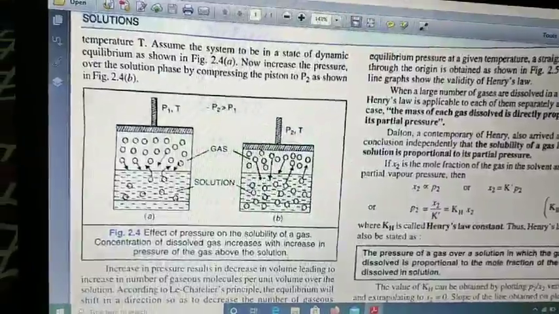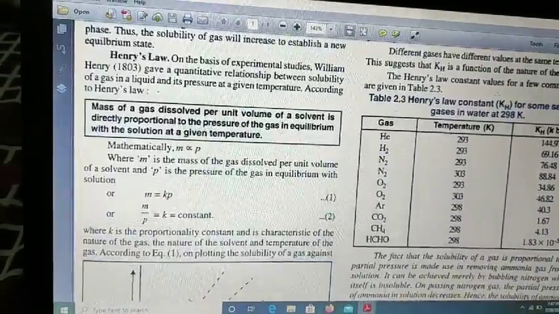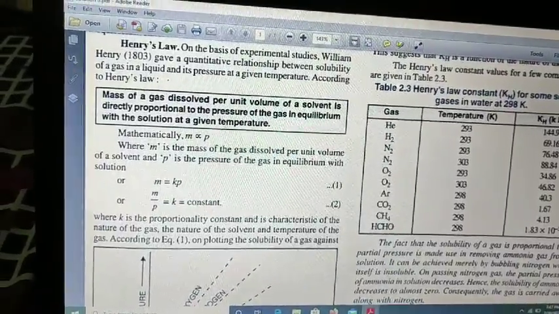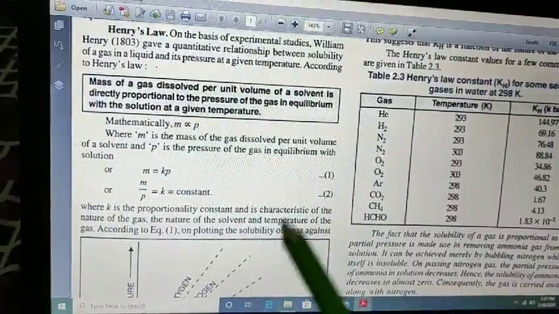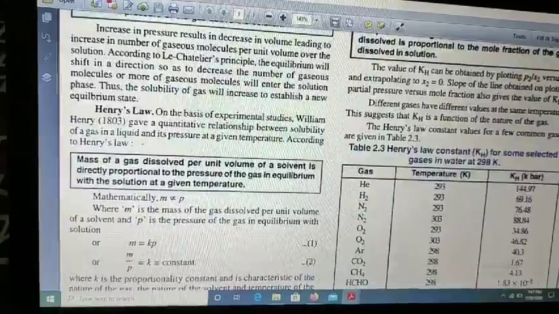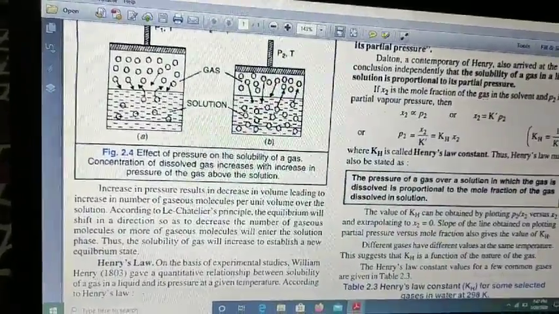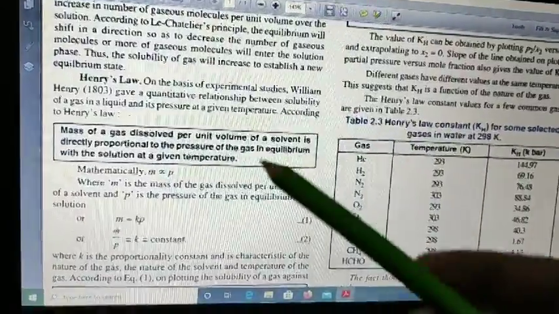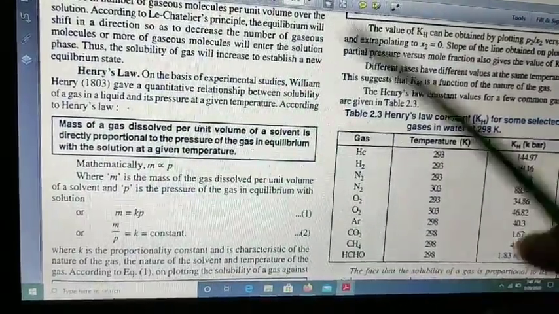Now, based on this, we have one very important law, that is Henry's law. Now let us see what this Henry's law is. Henry's law gives a relationship between the solubility of a gas. Over here we came to know that the gas molecules are getting dissolved, or they are getting soluble in the liquid. So Henry's law, after the experiment, gave the relationship between the solubility of a gas in a liquid and its pressure at a given temperature.